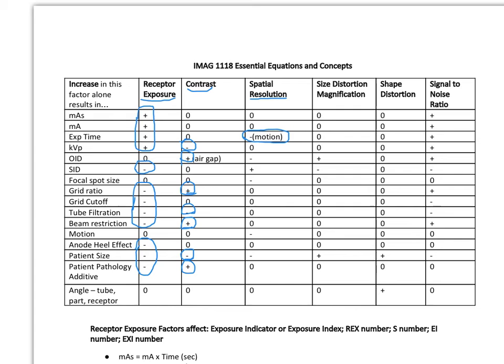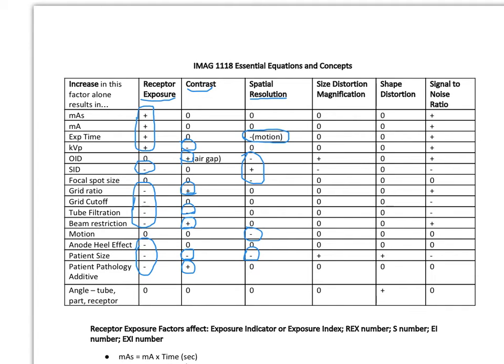Focal spot size, as that increases, the spatial resolution gets worse, and so that decreases spatial resolution. So those all three have to do with the geometric factors that affect spatial resolution. And again, motion increases. As we increase that, we have more blur, so less spatial resolution. Increased patient size tends to increase the OID, and so that decreases spatial resolution.